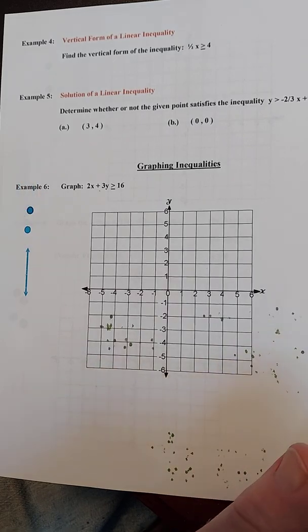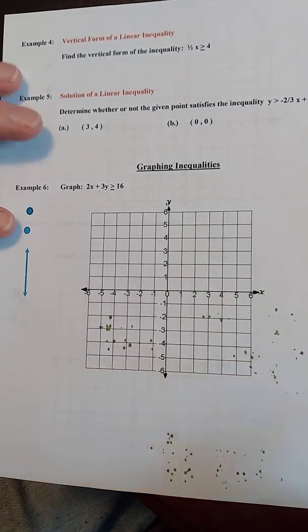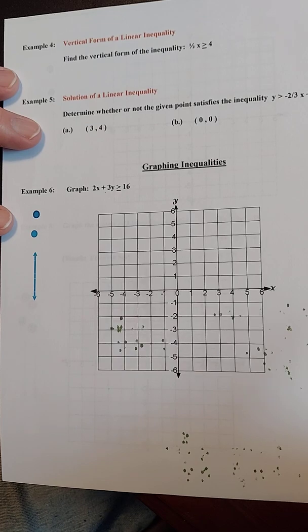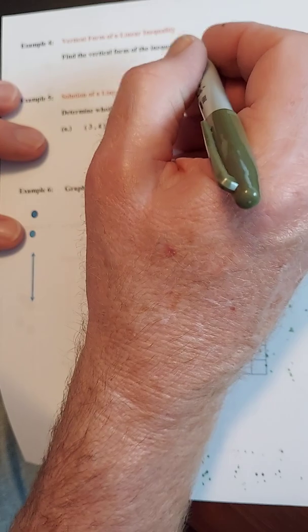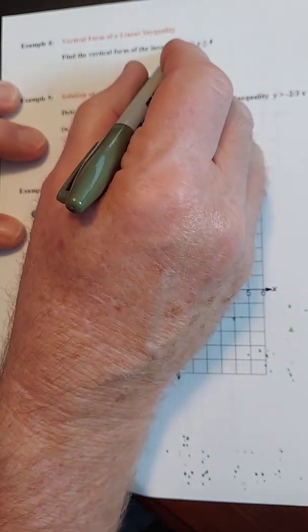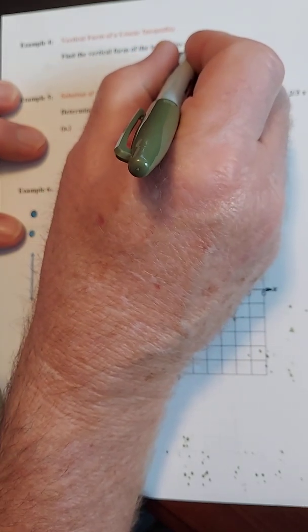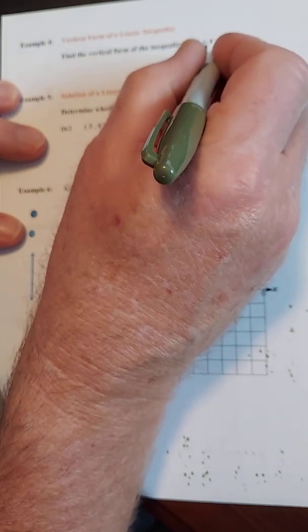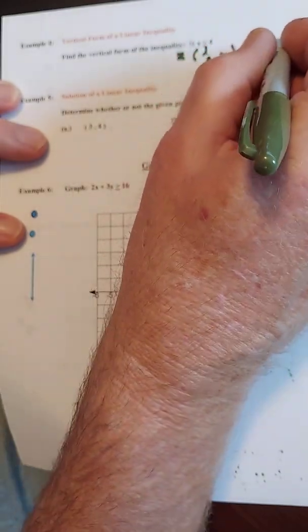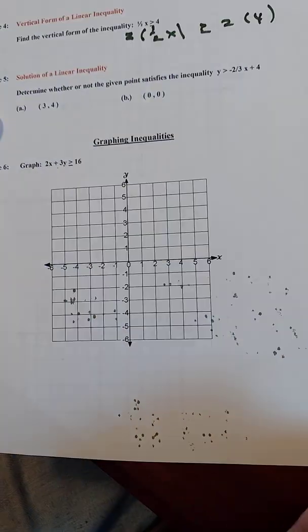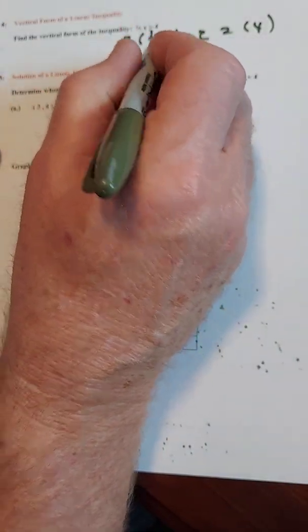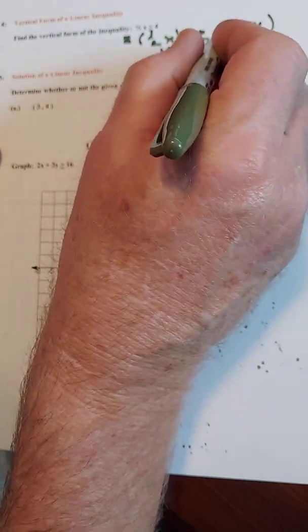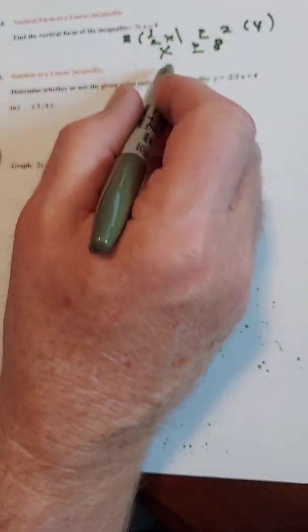Okay, example 4 in the book. I'm not real sure why it's there, but it says write this in vertical form. Vertical form means it's just going to be a line straight up and down. You're going to get an x equals. So I've got 1/2 x greater than or equal to 4. Really what I'm going to do is multiply both sides by 2. And the 2 here leaves just x greater than or equal to, and 2 times 4 is 8. And this is vertical form.